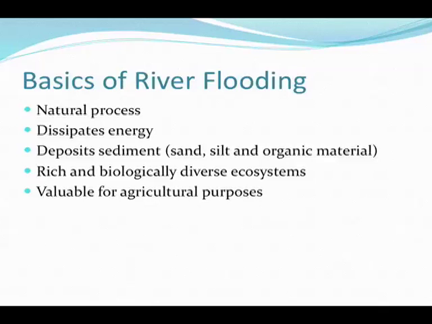So the basics of river flooding, essentially it's a natural process. It's nothing that hasn't gone on for eons. The basic process of flooding helps to dissipate the energy of the river and deposit sediment, including silt, sands, and organic materials onto the floodplain. As a result of that particular process, it generates a rich and biologically diverse ecosystem within the floodplains and deltas. These areas have been known for many, many years as valuable for agriculture, and that's typically why we see the predominance of farms throughout the world located on floodplains and deltas.